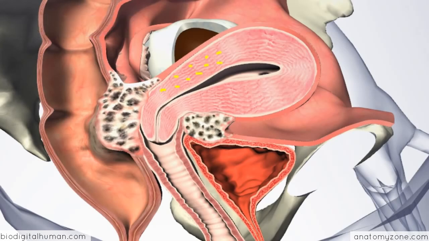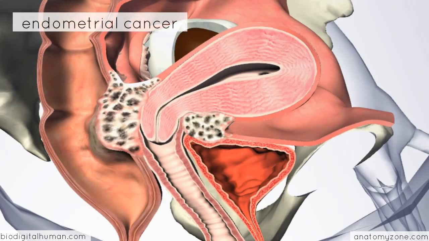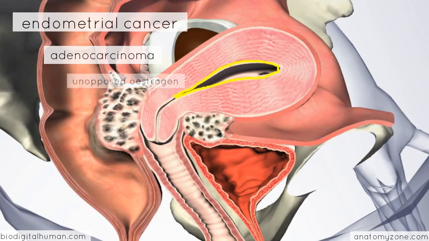Finally, just to mention a malignant condition. Endometrial cancer, which is cancer of the endometrium, is the most common malignancy of the female reproductive tract. It's mostly adenocarcinoma, and it is an estrogen-dependent tumour. Risk factors for endometrial cancer relate to prolonged exposure to unopposed estrogen, and that's the main risk factor.